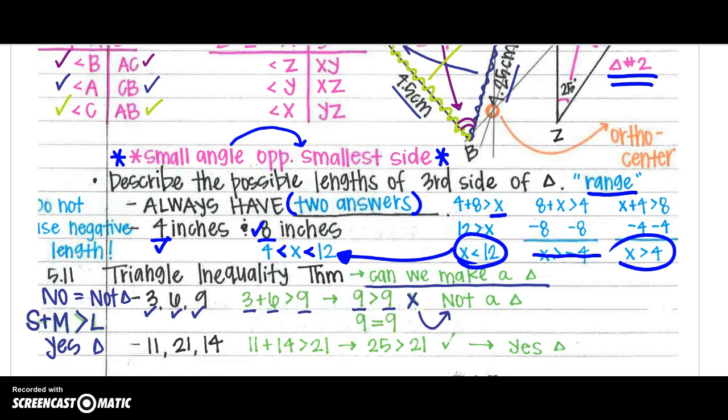All right, in the next one, you can see 11 plus 14 is greater than 21. Well, is 25 greater than 21? Yes, so that makes a triangle.